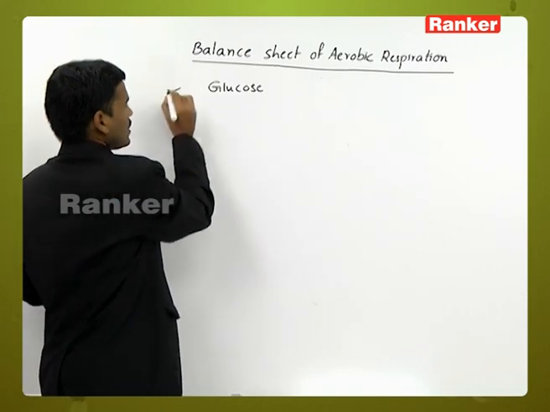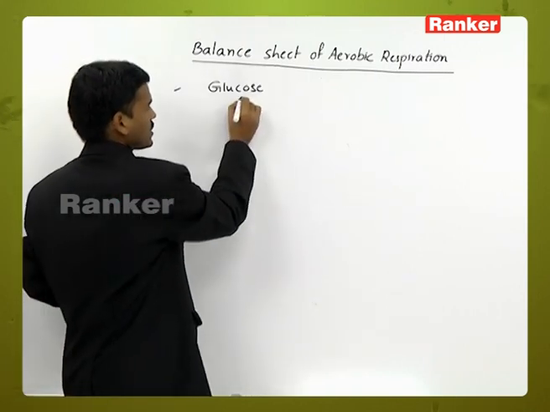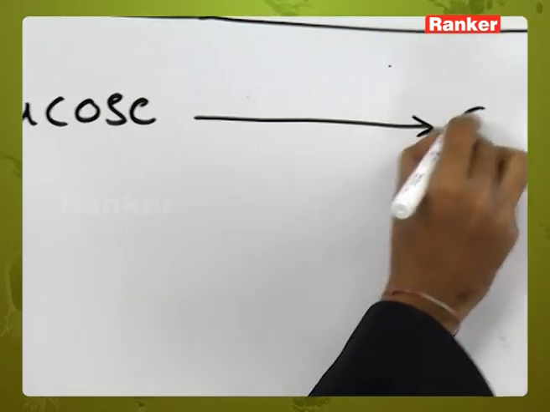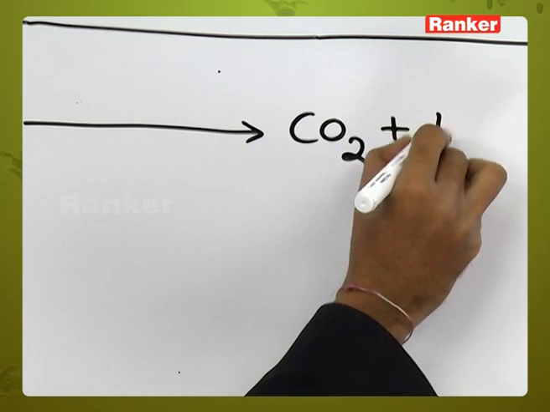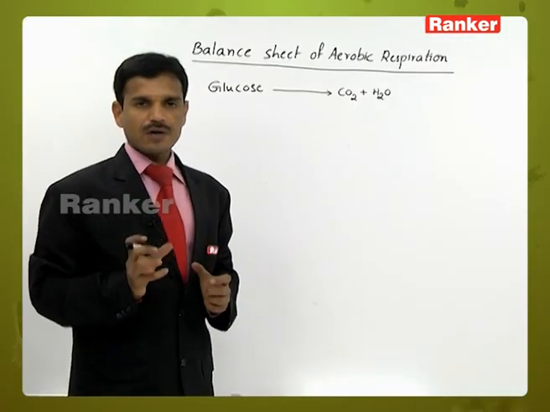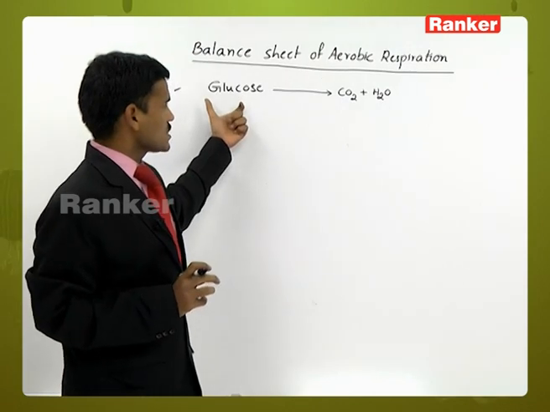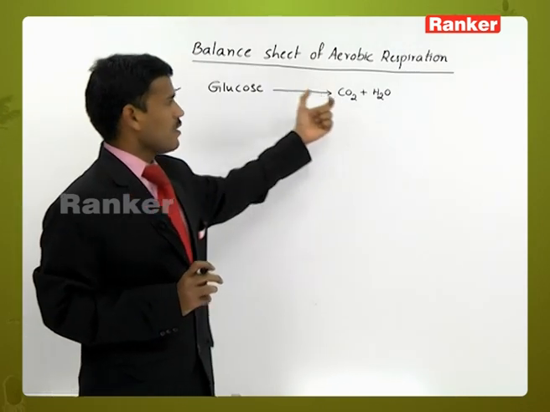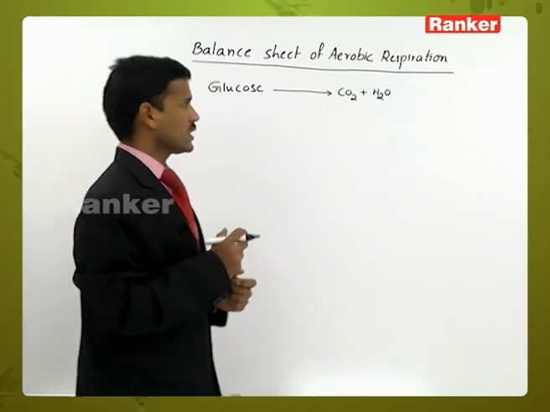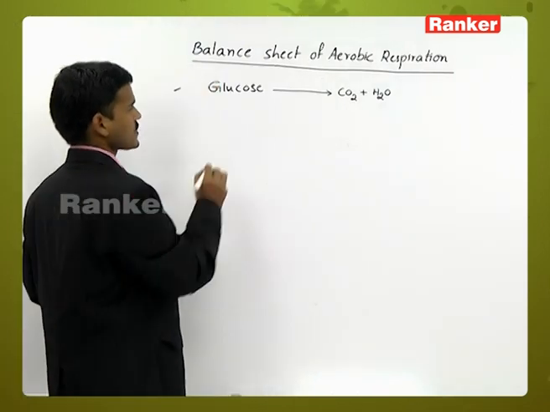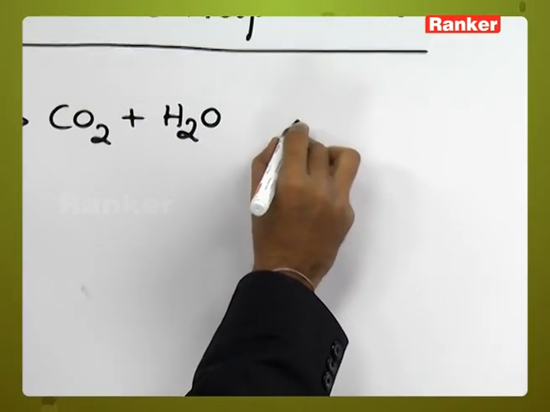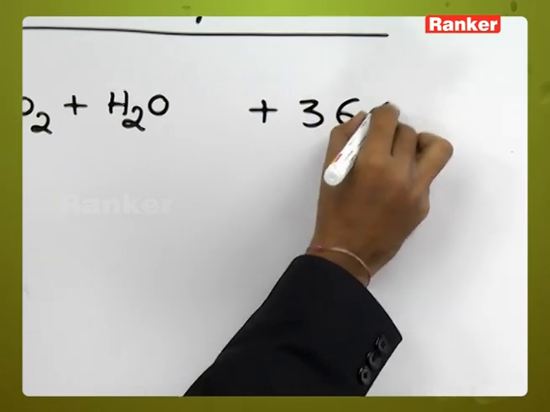the glucose is completely oxidized into carbon dioxide and water. So it is complete oxidation. In the complete oxidation, when one glucose molecule is completely oxidized, how many ATPs are synthesized? That is generally 36 ATPs. So when glucose is completely oxidized, 36 ATPs are synthesized.